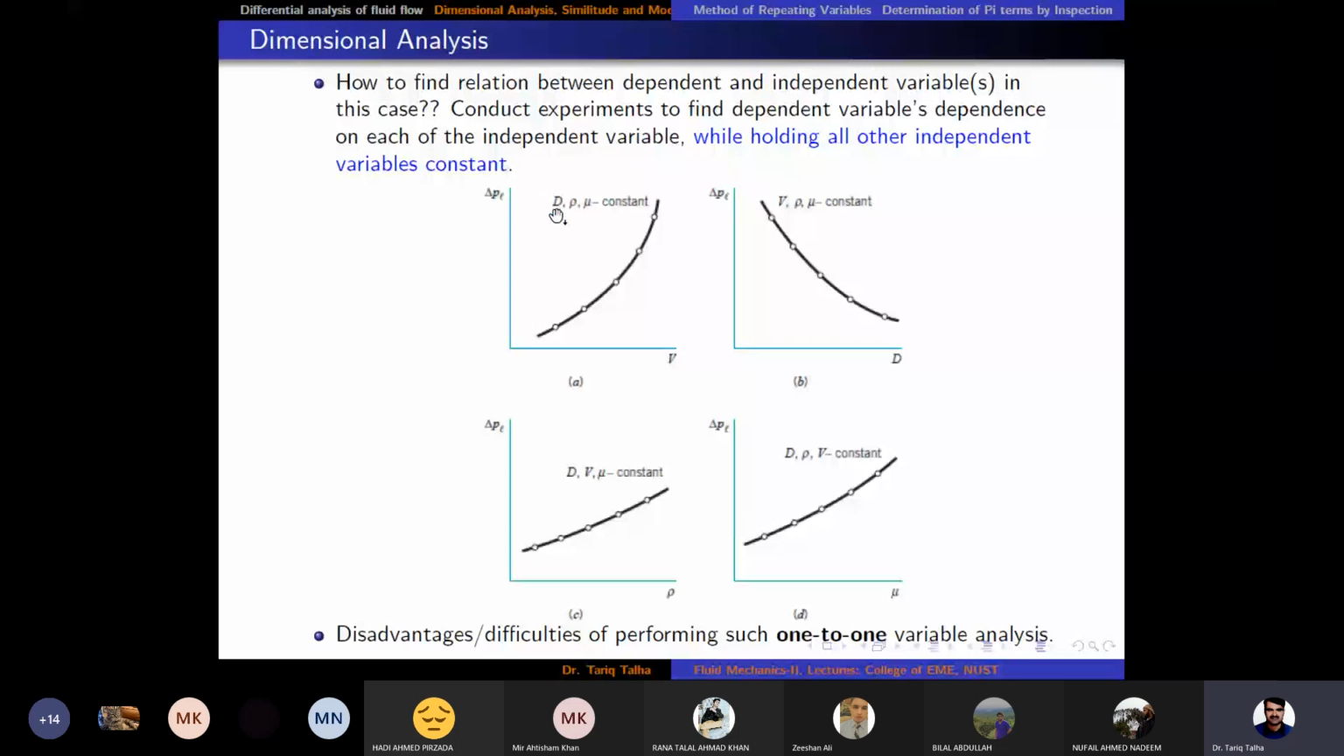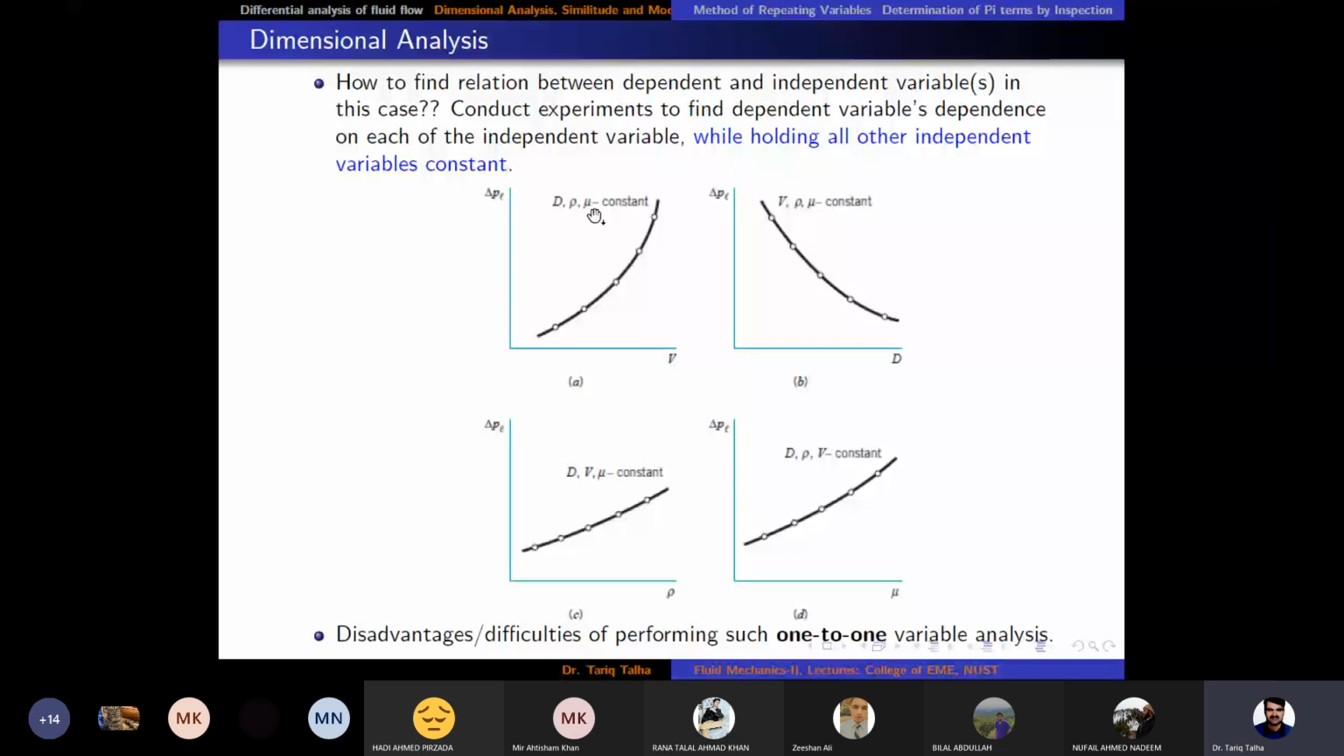And sometimes it is very difficult to keep all other variables constant while changing one. Like if you change mu, then it is very difficult to keep rho constant for the same fluid, right? So maybe it is not very practical to conduct this type of experiment where you only change rho and keep mu constant, because mu would change with rho, right? So this is quite difficult.